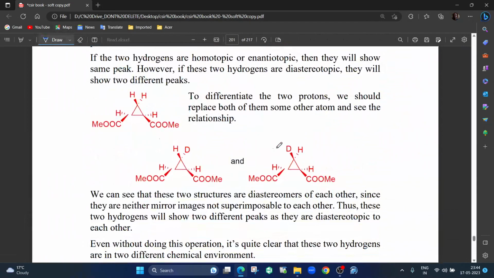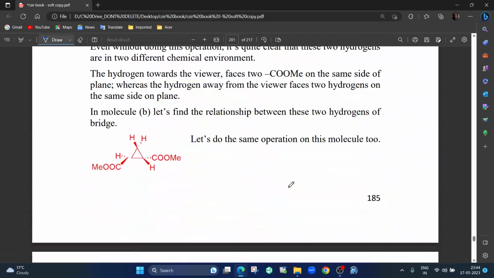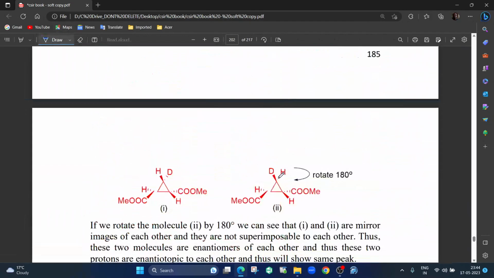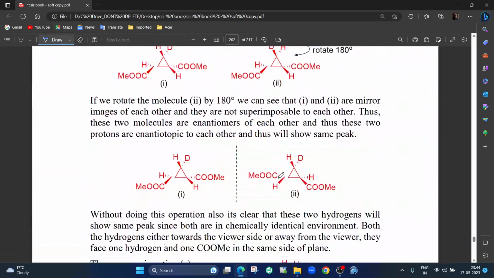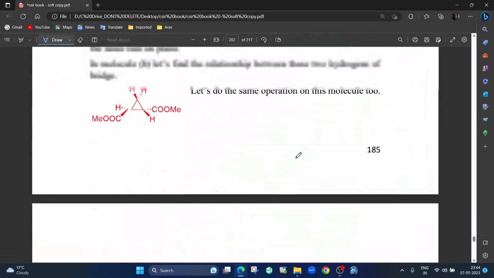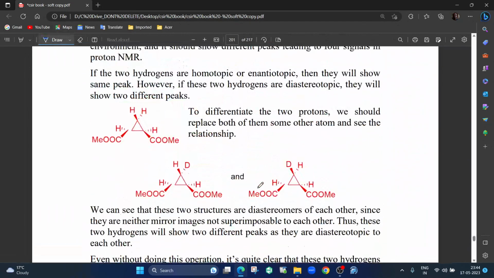Now look here, what happens? Of course, it is not the same. If I turn it around 180 degrees, then what happens? This hydrogen comes to the front, D goes behind. Hydrogen comes front, D comes behind, so they will overlap each other. But this hydrogen comes front and COMe goes behind. So of course this part is not overlapping.